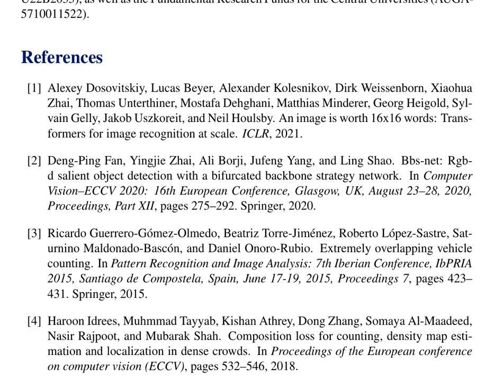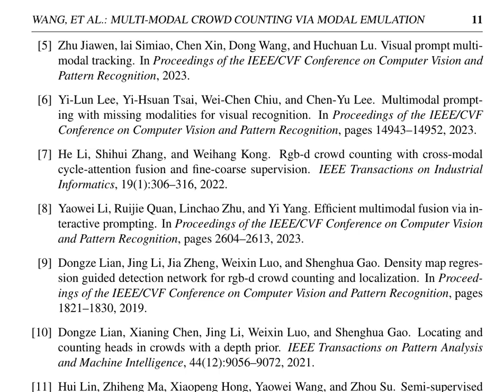The authors draw upon several key works in the field, including transformer-based image recognition and RGB-D salient object detection. Multimodal crowd counting is a burgeoning research area, with numerous studies focusing on leveraging the strengths of different modalities to enhance accuracy and efficiency. A seminal work by Wang et al. proposes a multimodal crowd counting method via modal emulation, where the strengths of various modalities are emulated to improve overall performance. This approach has been pivotal in advancing the field of crowd counting.